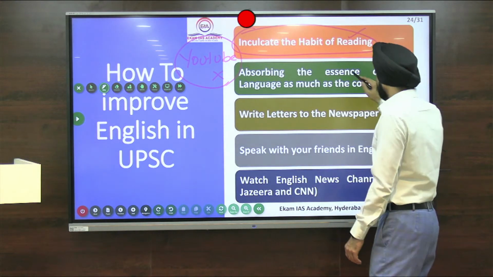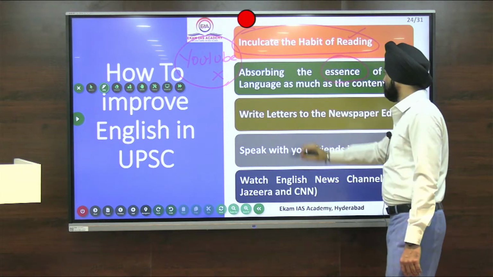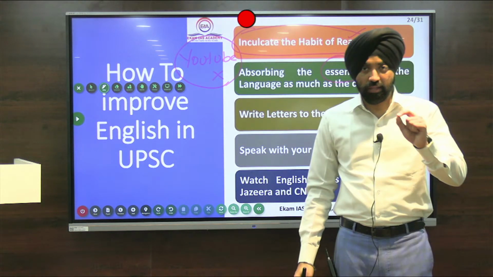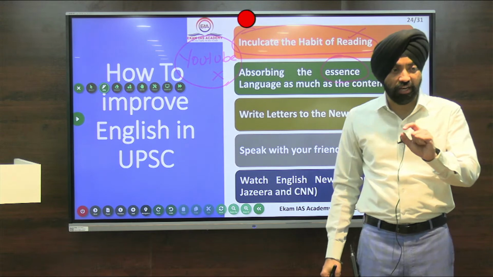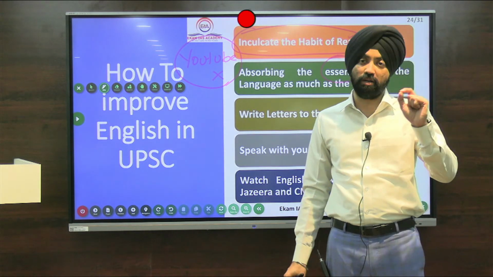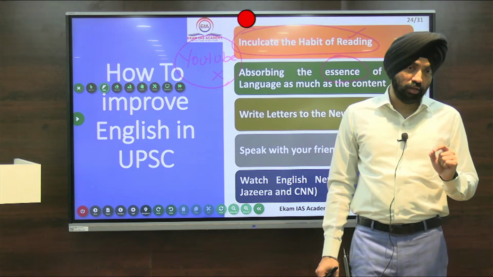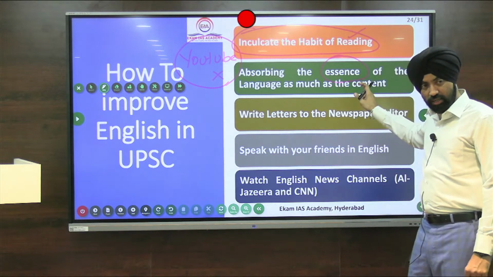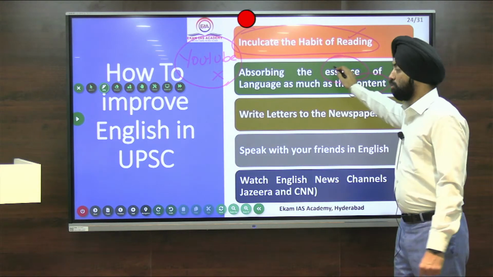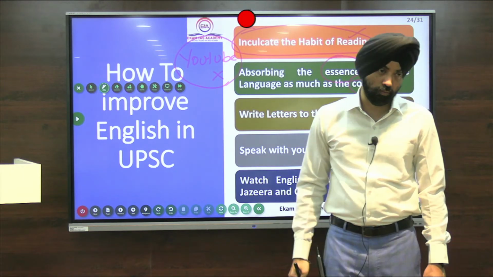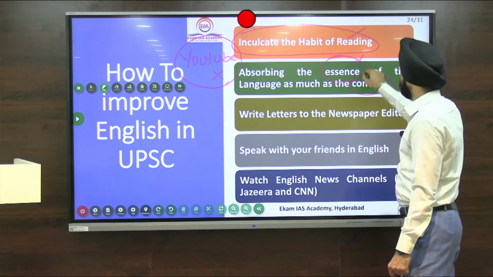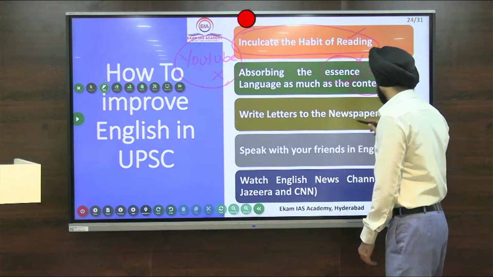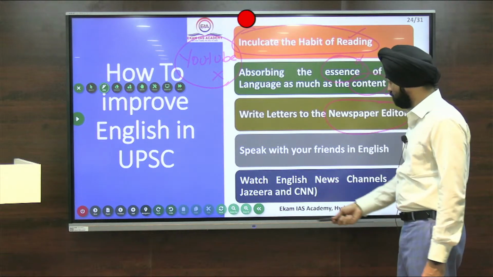Then, very, very important: absorbing the essence of the language as much as the content. Along with the content, you have to absorb the style of expression of that particular content when you are preparing for UPSC. If you do not imbibe the essence of the language as much as the content, you will get good content, but you will not get good essence of that particular issue. So you will pass prelims here, you will fail in mains here, because mains is testing the essence of your language, right?